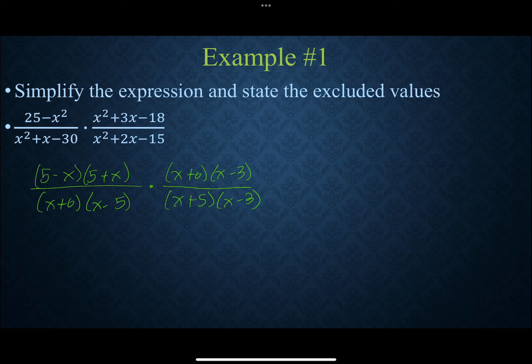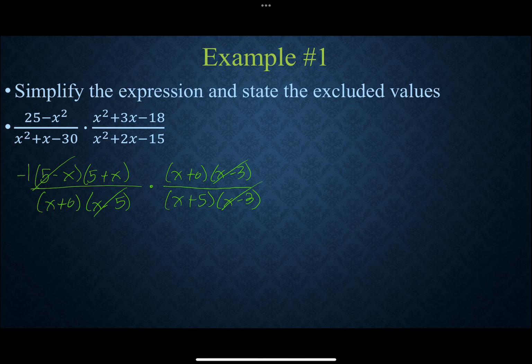So looking to see what cancels. Well, I recognize that, over each other vertically, the x minus 3's cancel, as well as the x minus 5 and 5 minus x, remembering that a negative 1 gets left behind, because that's our additive inverse idea, where they're the exact same expressions, just opposite signs across the board.